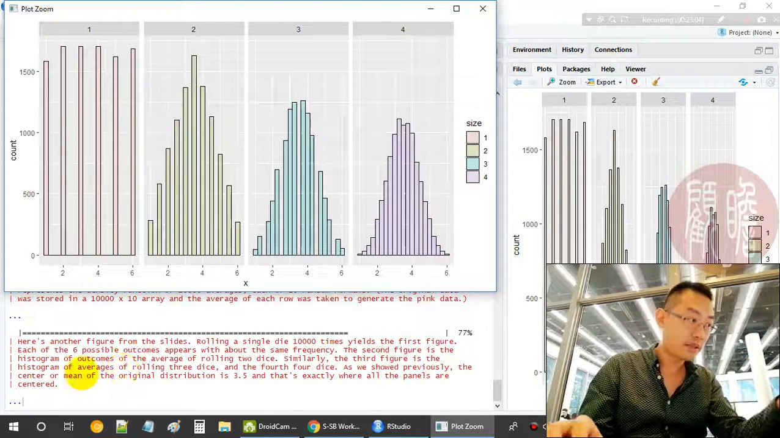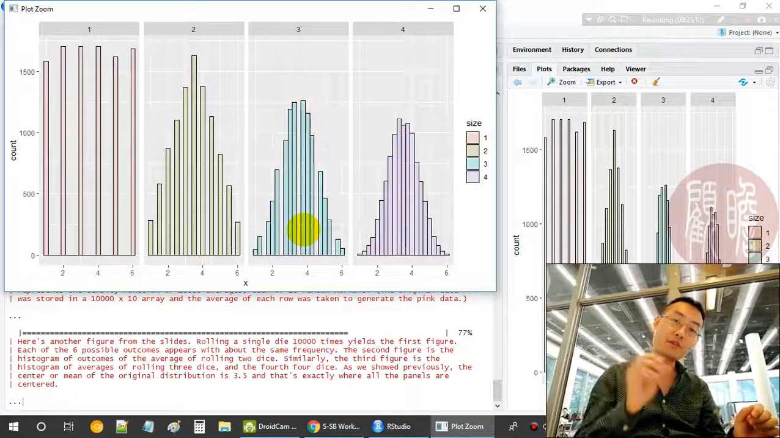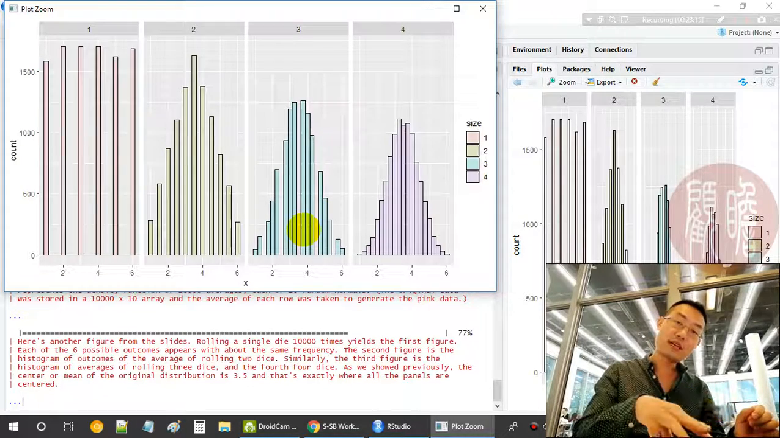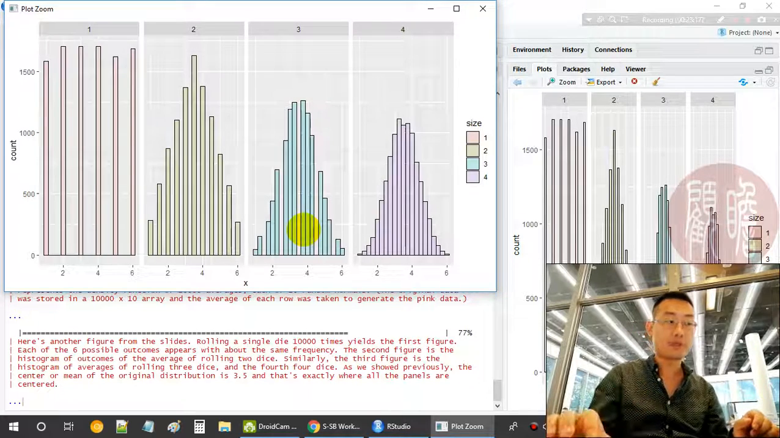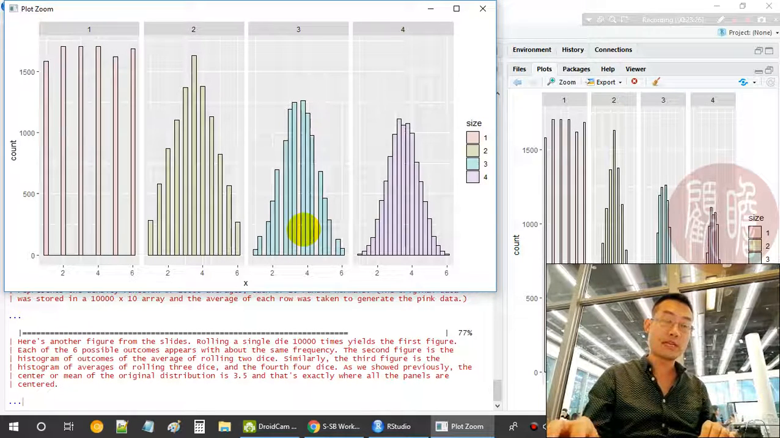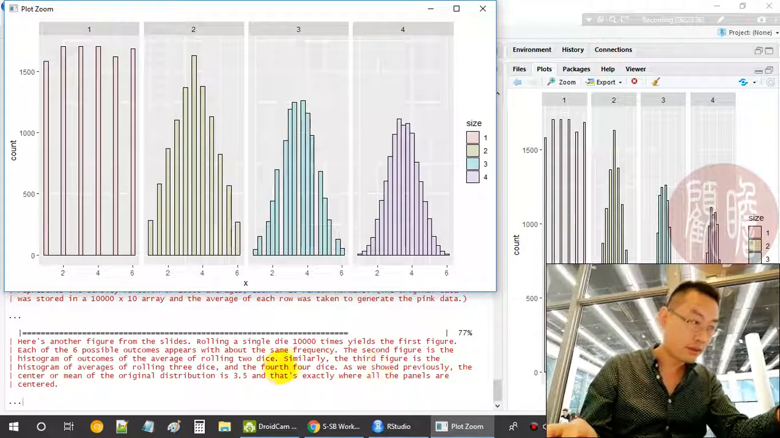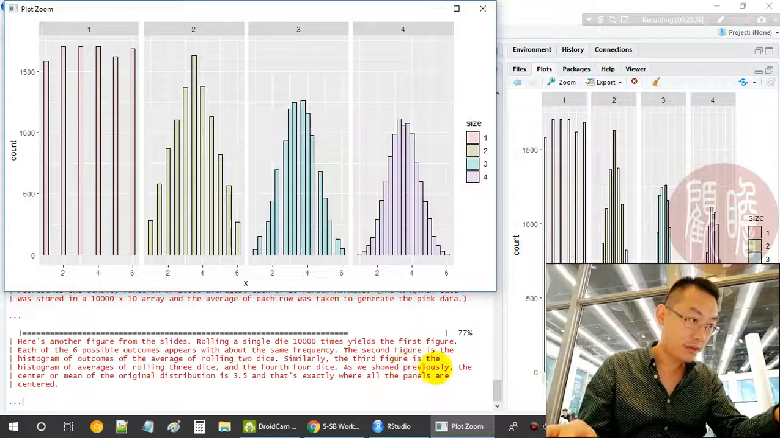Similarly, the third one is the histogram of the average of rolling 3 dice. So still 10,000 times, but we throw 3 dice each time. The 3 dice have 3 different values, and we calculate the mean value. Then we have 10,000 sample mean values, and we use those 10,000 mean values to plot this histogram. This is the third graph. And the fourth graph is with 4 dice.